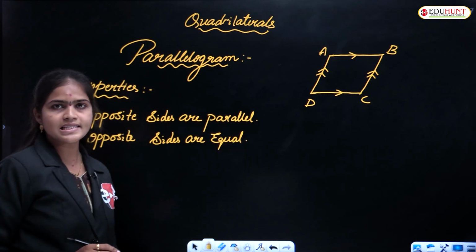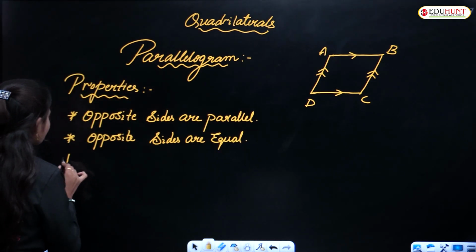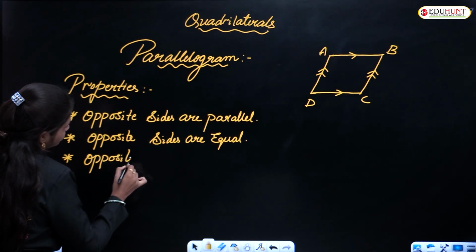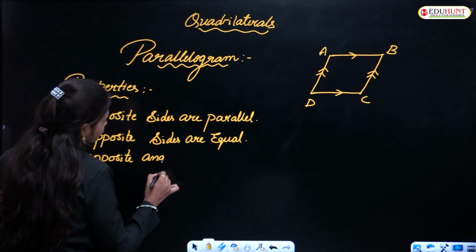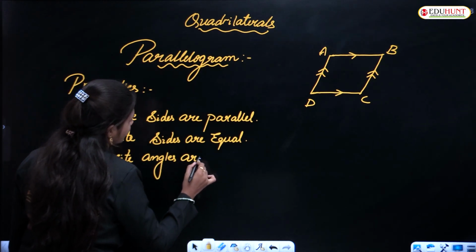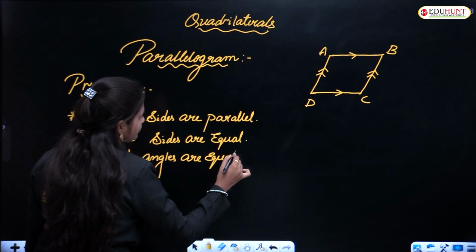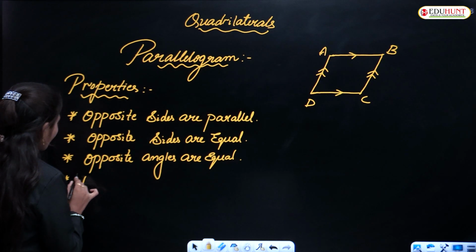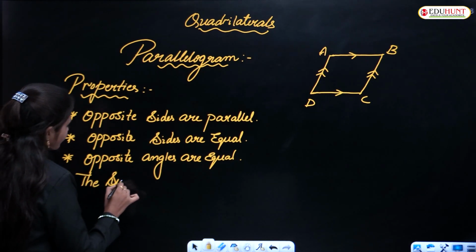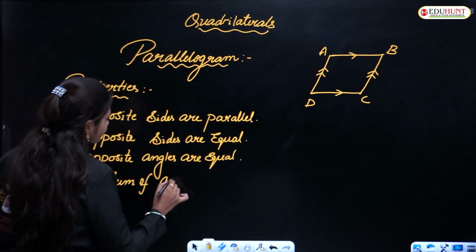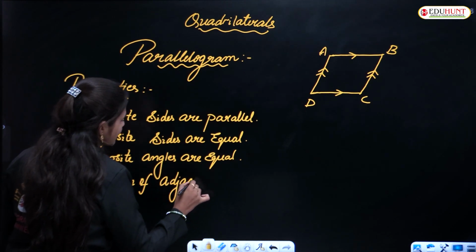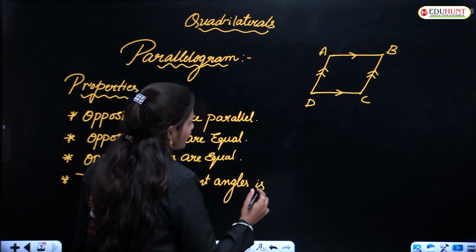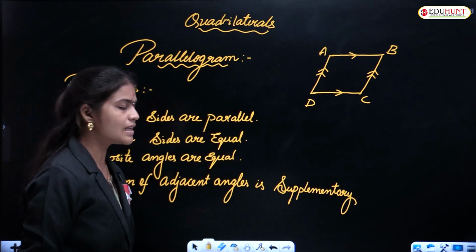Okay, so this is about the sides. Now related to the angles: opposite angles are equal. Okay, next, the sum of adjacent angles is supplementary. Okay, this is another property.